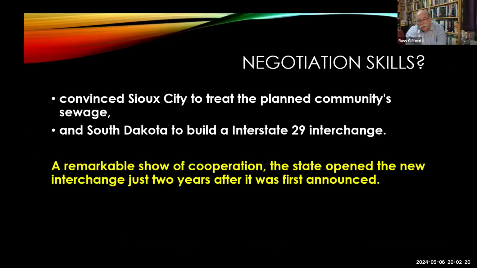And remember the other things, do they really want to have their own water treatment plant? No. They convinced Sioux City to treat this planned community's sewage, and they make a deal that until just recently stood the test of time and worked for both sides. And they also get South Dakota to build that interstate exchange. In fact, it's remarkable that the new interchange will take only 2 years from the moment of that announcement. It is just 2 years, and you have a $3.3 million interchange in place.